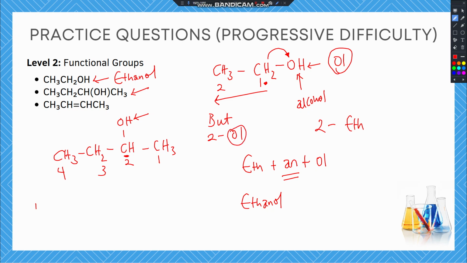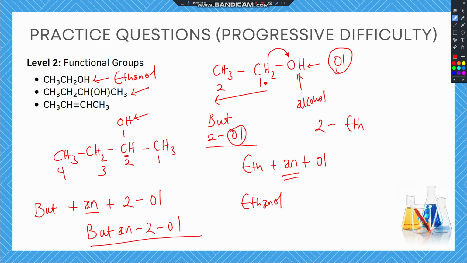So adding everything together, we have the parent name BUT plus it is an alkane because only single bonds are present, and then we have the name of the functional group, which is ol, and it is on carbon number 2. So we have 2-ol. So identifying everything together, we have butan-2-ol as the name of this compound.